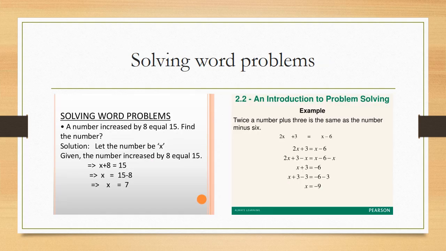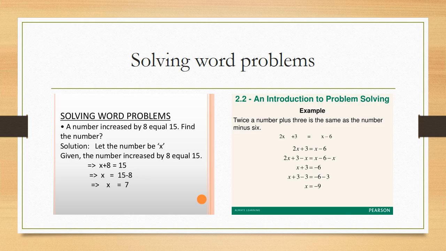Solving word problems. Many word problems can be solved with the help of linear equations. A number increased by 8 equals 15. Find the number. Let the number be x. Then according to the question, x plus 8 is equal to 15. x is equal to 15 minus 8, that is 7.